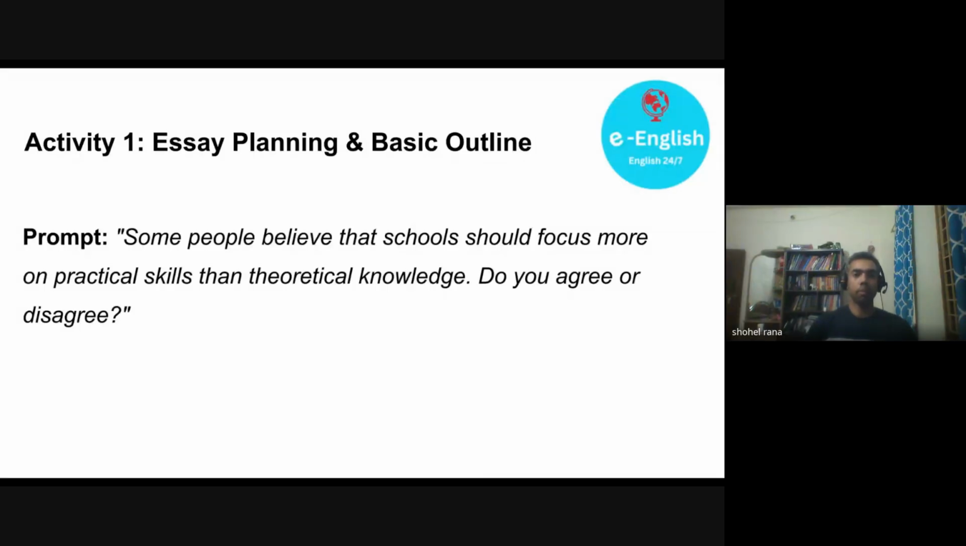Activity 1, essay planning and basic outline prompt. Some people believe that schools should focus more on practical skills than theoretical knowledge. Do you agree or disagree?